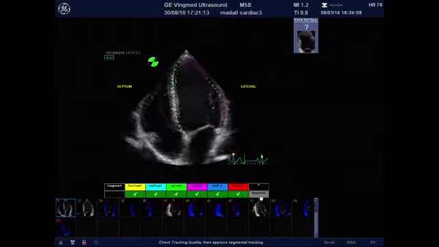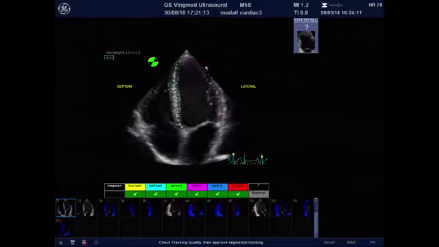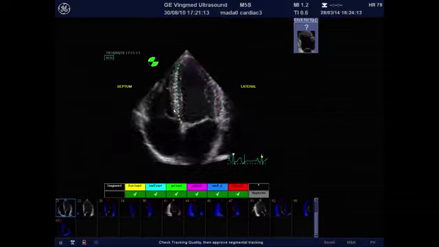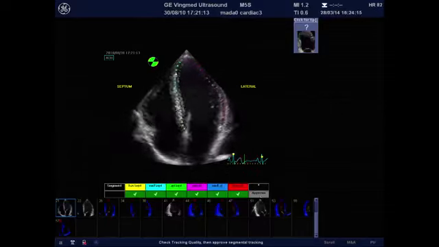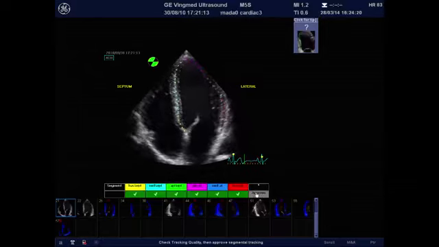Also here, it's very important to check the tracking result visually and see if these little color dots really follow the motion of the myocardium. And only if you're happy with that, approve it.